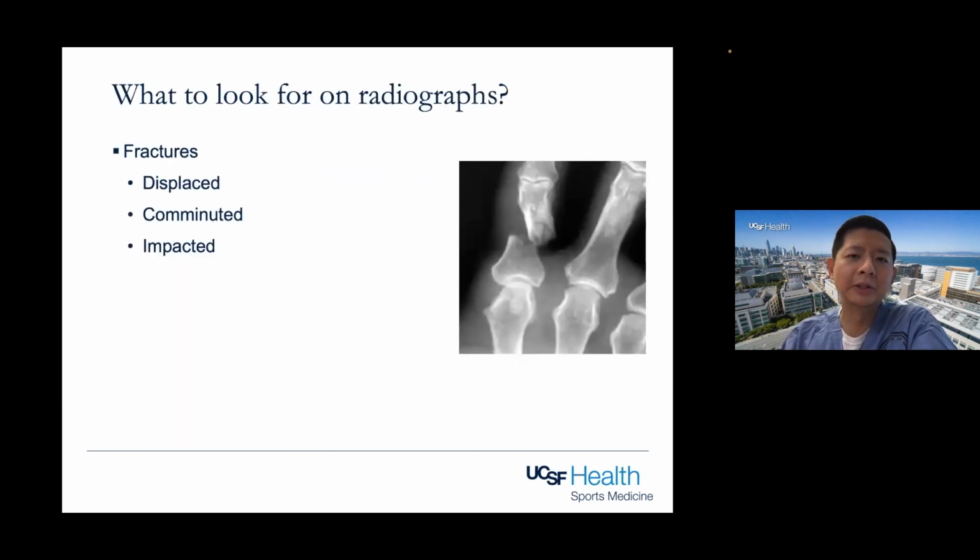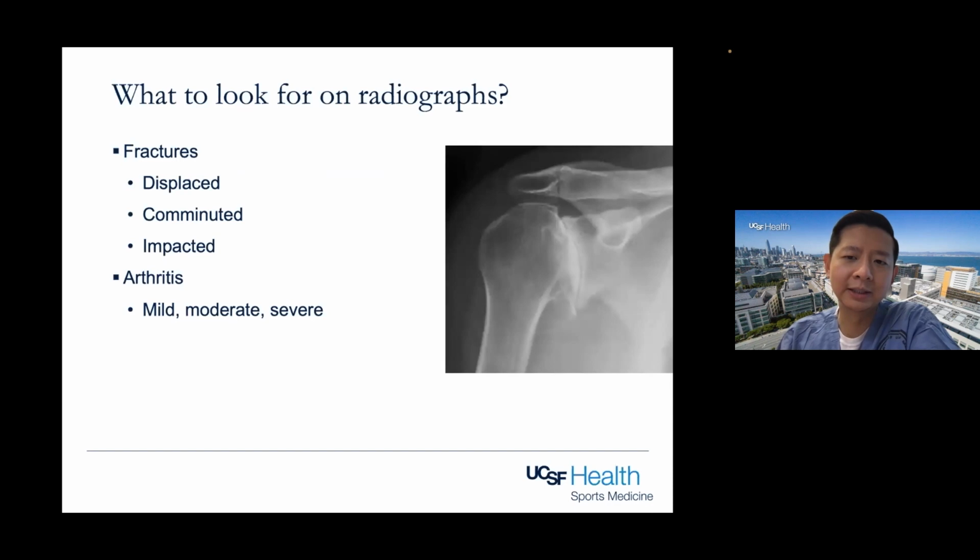Okay, what are we looking for with radiographs? Fractures, whether they're displaced, comminuted, impacted, and also arthritis. So these are all very, very easy to tell. And the X-ray is gold standard for diagnosing this. You don't need an MRI to diagnose arthritis.